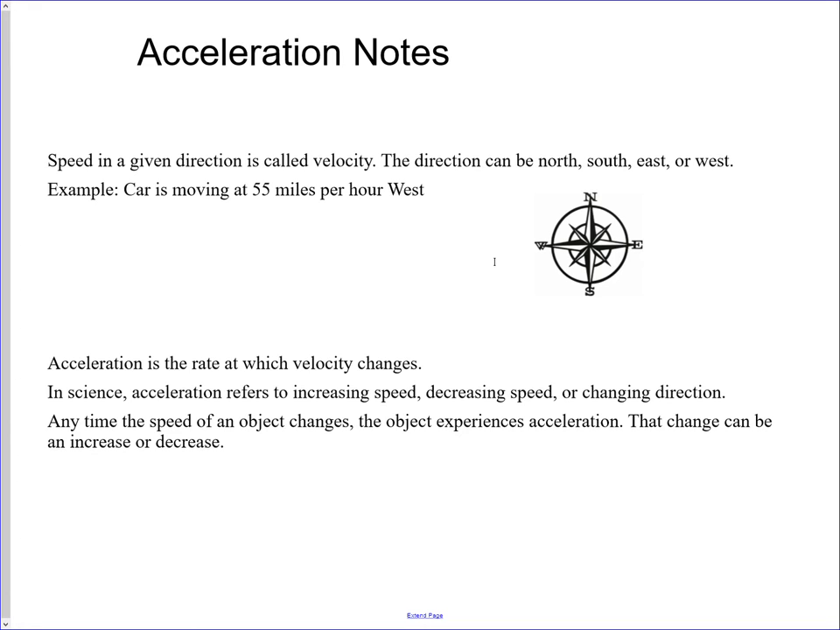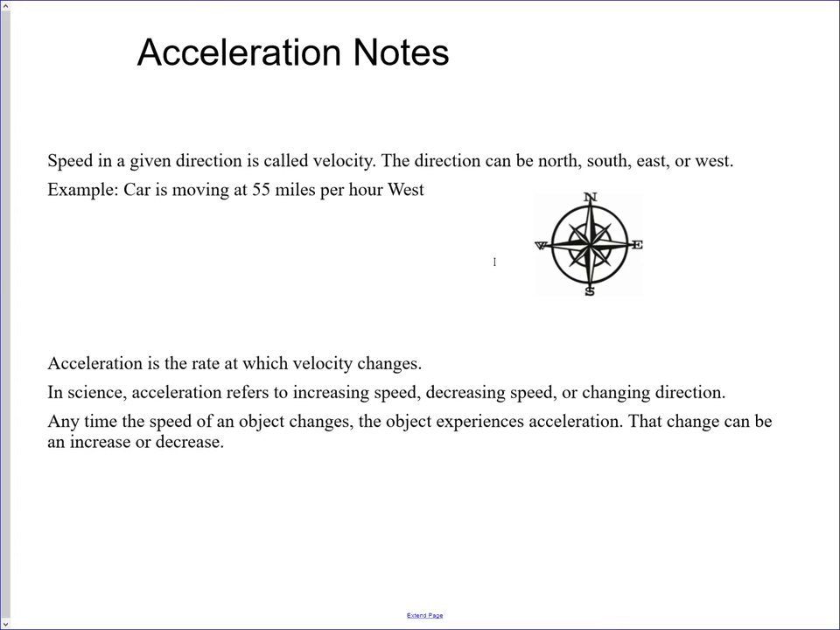So if we look at our definition of acceleration, acceleration is the rate at which velocity changes. In science, acceleration refers to increasing speed, decreasing speed, or changing direction. So anytime the speed of an object changes, the object experiences acceleration. That change can be an increase or a decrease.